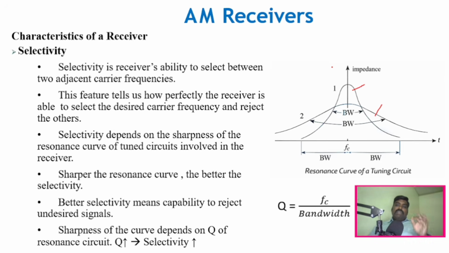The sharpness of this curve depends upon the Q factor, where Q factor is equal to the carrier frequency divided by the bandwidth. If Q factor increases, then selectivity also increases. This is an important characteristic of a receiver.